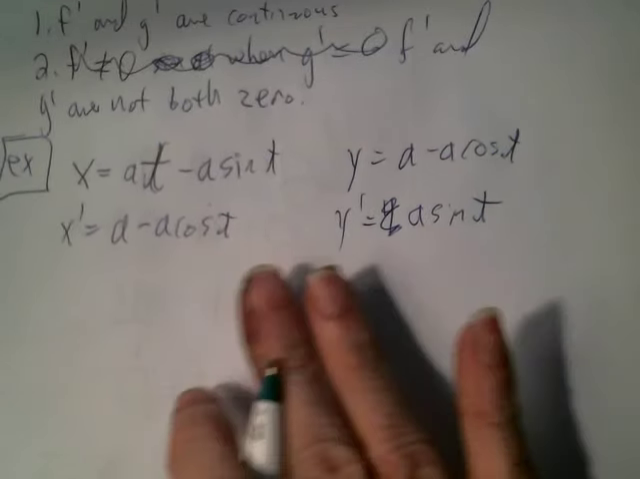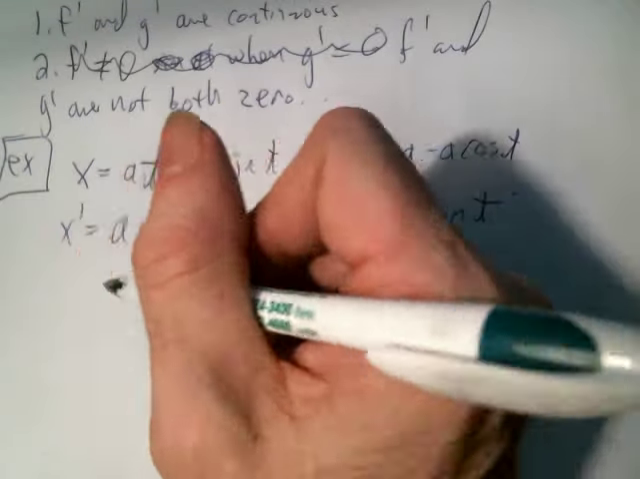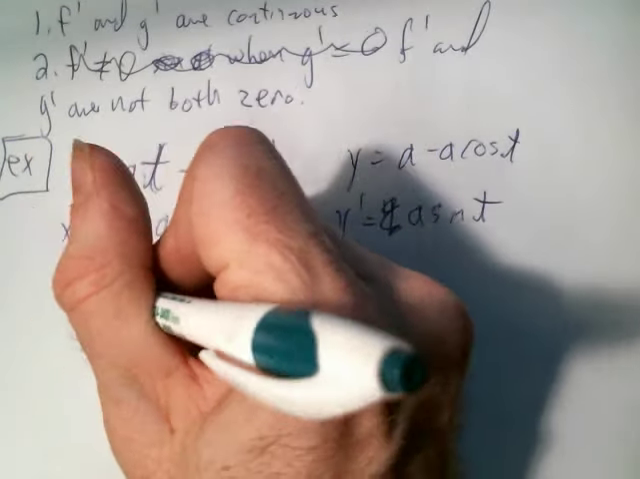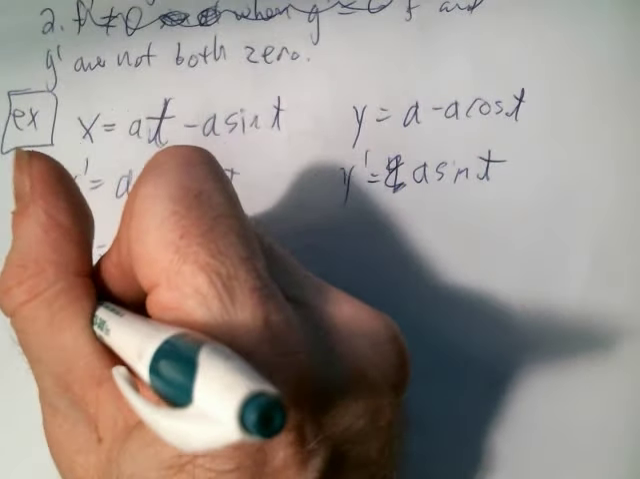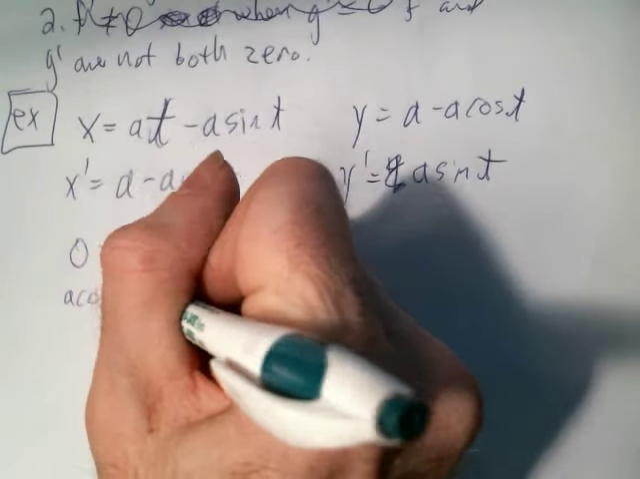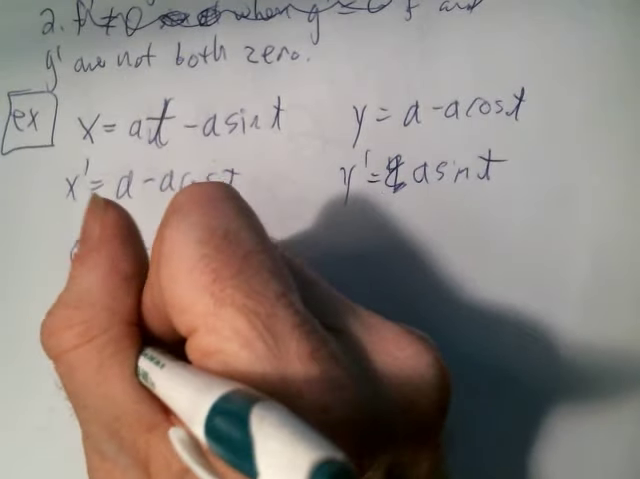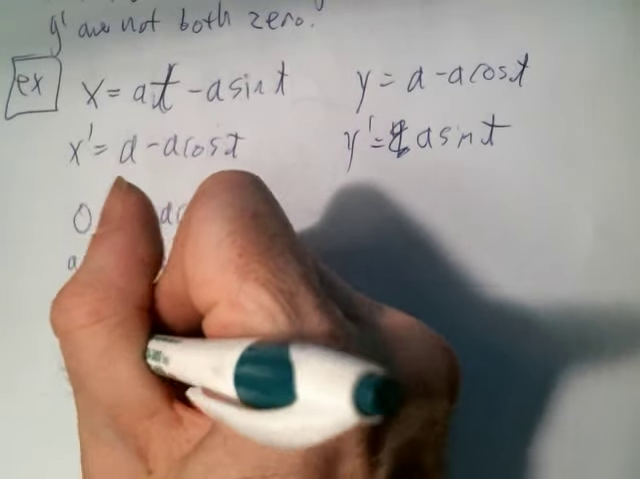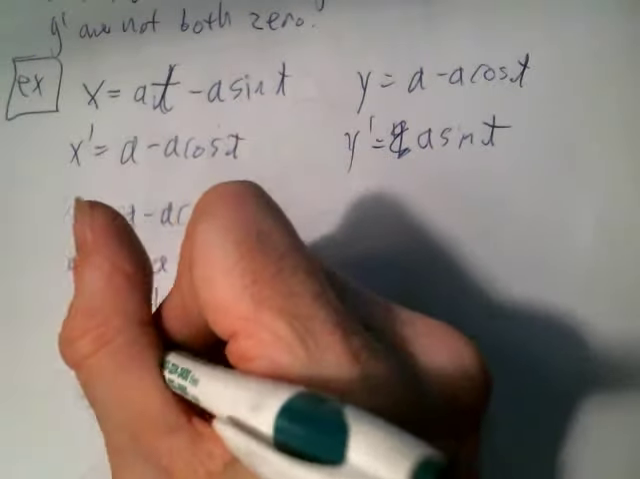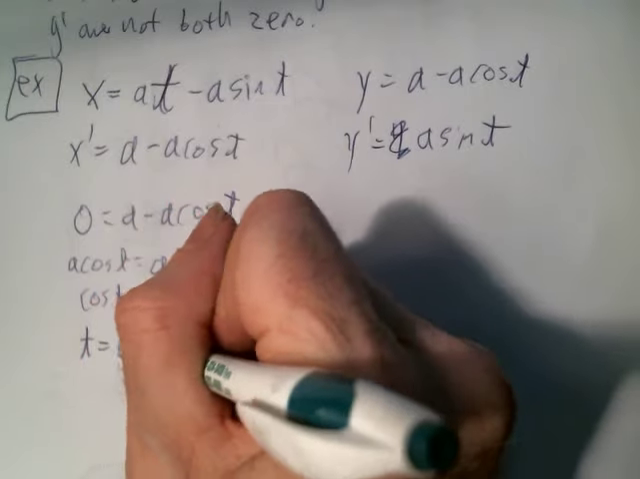I'm going to set them both equal to 0. They're defined everywhere, so there's no issues there, but let's set them equal to 0. a minus a cosine t. Okay, so I'll have a cosine t equals a, and then cosine t equals 1. So I'm looking for where cosine is equal to 1. That will be when t is equal to 0 plus 2 pi n.